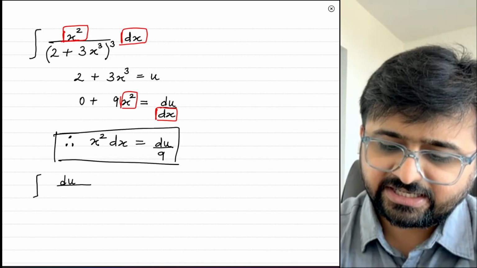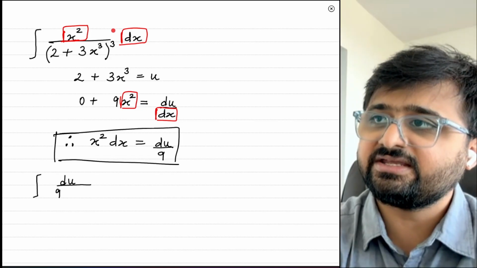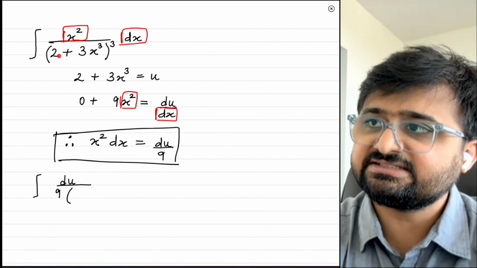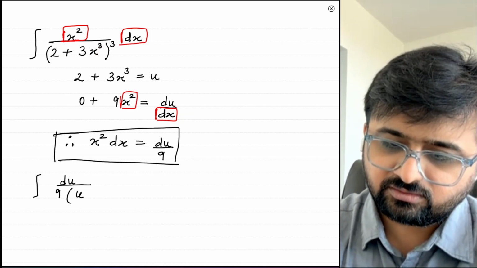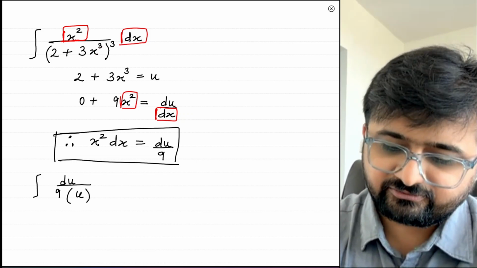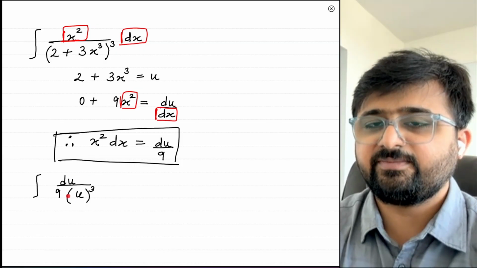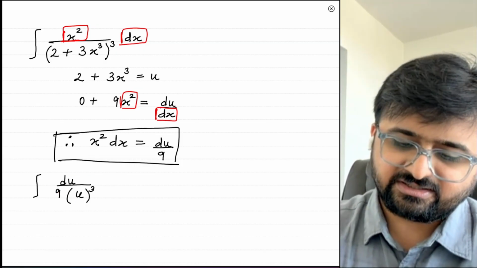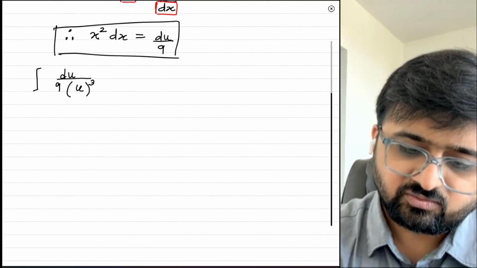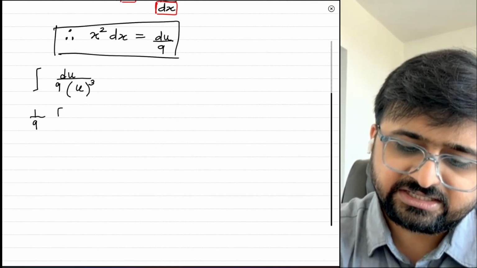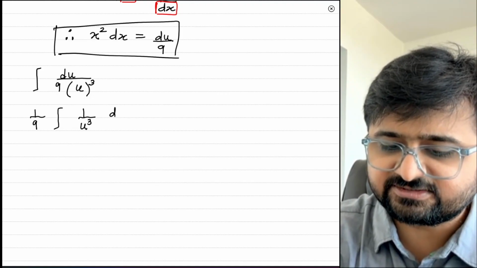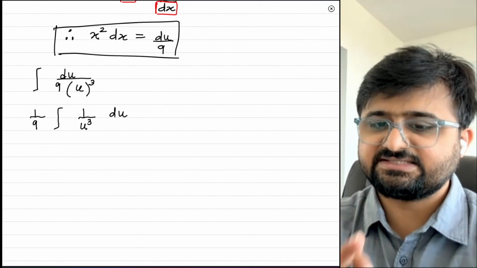So that integral will end up becoming du divided by 9. That x squared dx is du divided by 9, and the 2 plus 3x cubed is nothing but u to the power of 3. Such a simple integral it became at this point. Now that 9 is a constant and can be taken out of the integral. So we have 1 over 9 times the integral of 1 over u cubed with respect to u. I hope that makes sense so far.